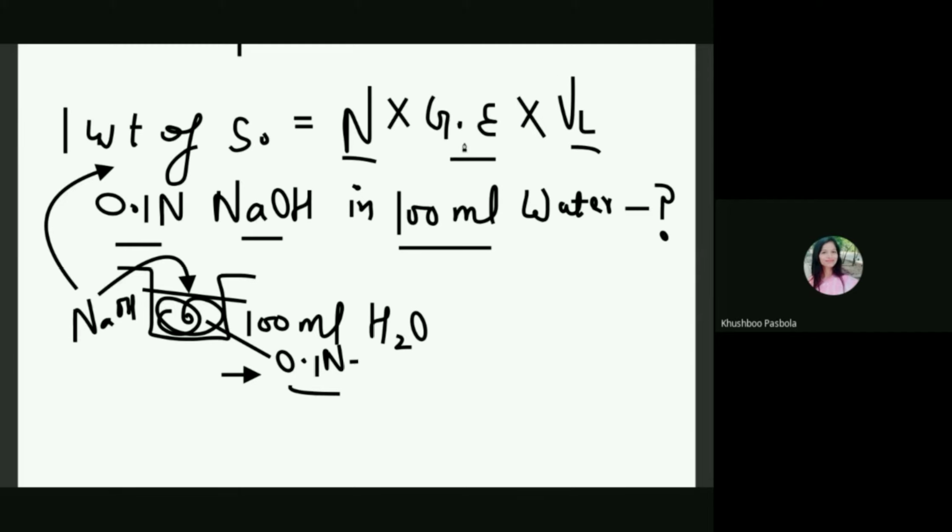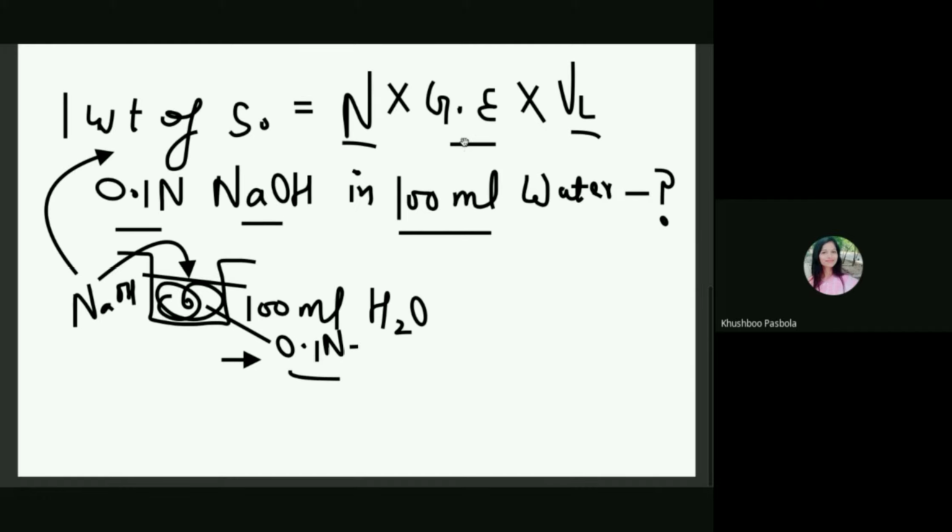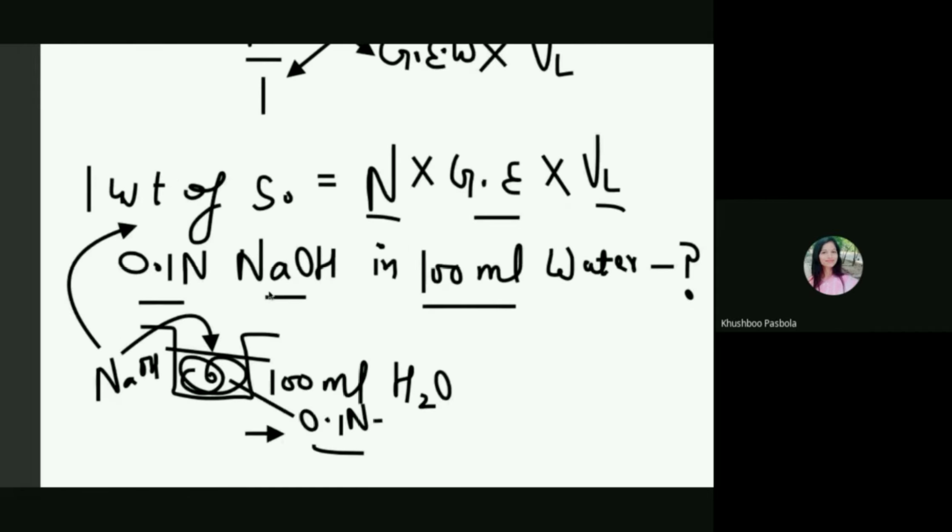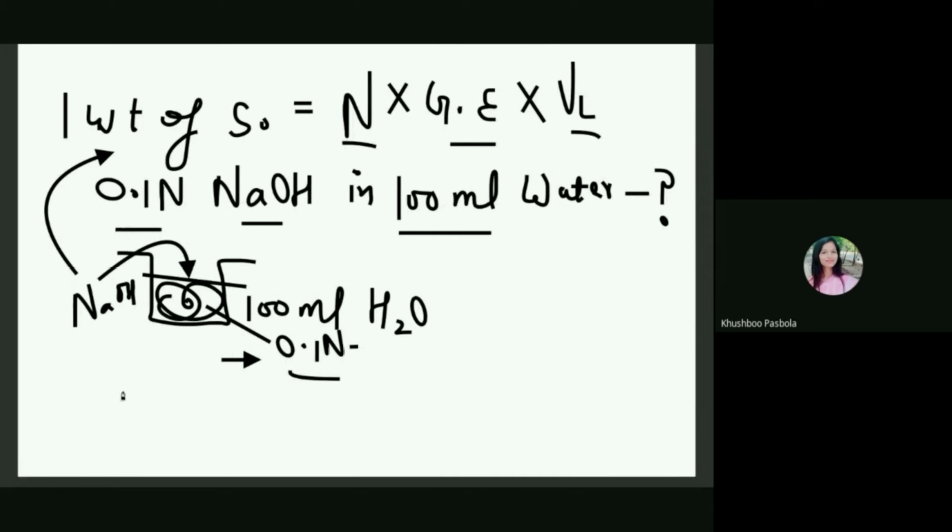How can you calculate this gram equivalent, and what do you mean by this gram equivalent? I'm explaining here. Gram equivalent weight, GEW, can be calculated by this formula: gram equivalent weight is equal to molecular weight. I think you all know what molecular weight is, right?